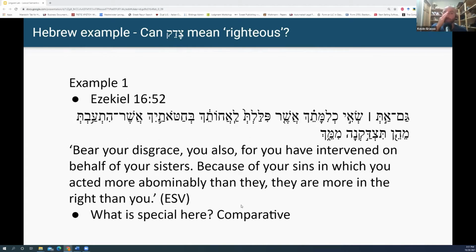So what's special about this here? This is talking about Jerusalem, and how her sins are greater than her sisters Sodom and Gomorrah. Okay. And then it says Titzdakna mimech, right?